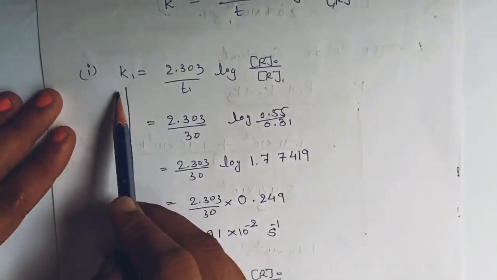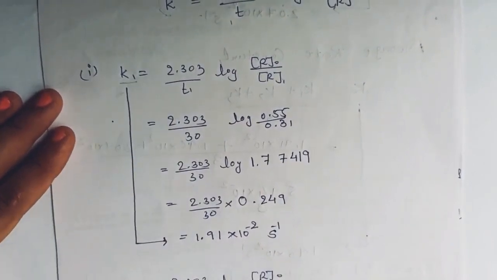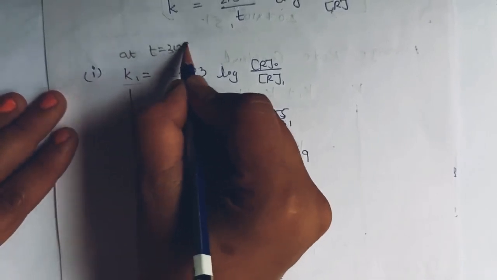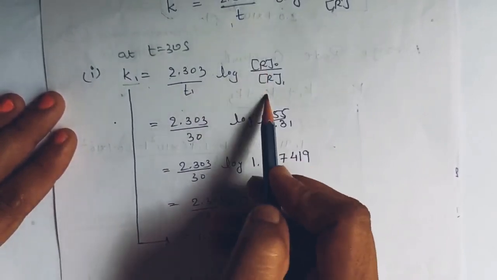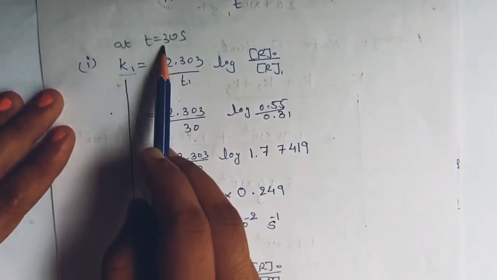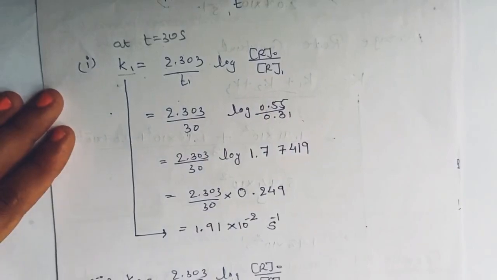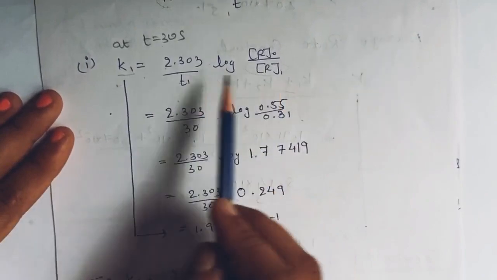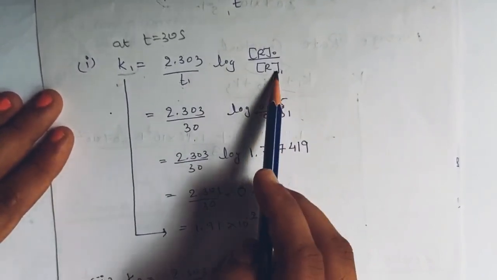So calculate first K1, which is at the time 30 second, right? So at t equal to 30 second, K1 will be 2.303 by T1 log R naught by R1, right? So T1 will be 30 second, and at the 30 second the R1 will be 0.31. Our initial concentration is not going to change, but this particular concentration at particular time will be changed for every K1, right? So for K1 there will be a T1 and R1.